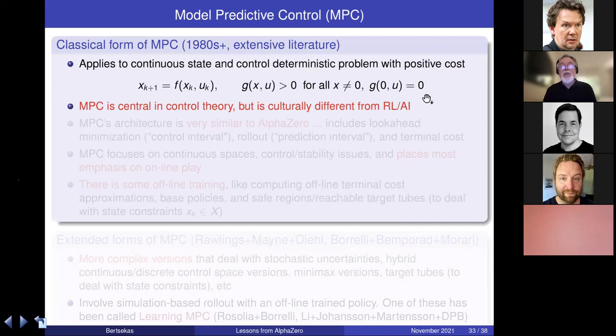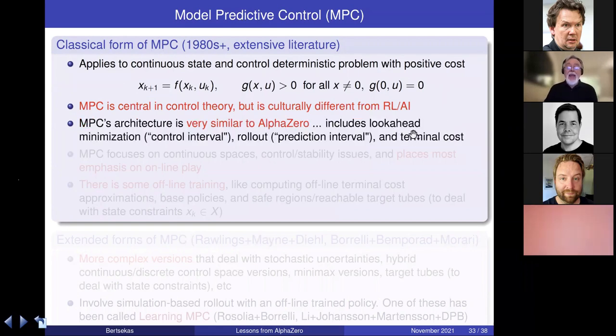Now, MPC is culturally different from the reinforcement learning artificial intelligence practice of sequential decision making. The architecture of MPC, as I mentioned earlier, is very similar to AlphaZero. It includes look-ahead minimization, which is often called control interval. In some versions of MPC, there's a so-called prediction interval to improve the terminal cost approximation, which amounts to rollout with some stable policy. And there is also a terminal cost function that's being used. So all the elements are there.